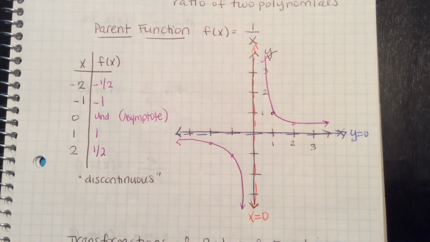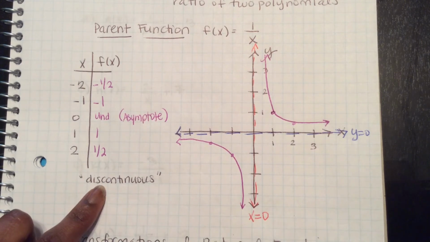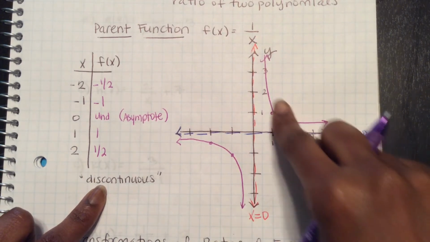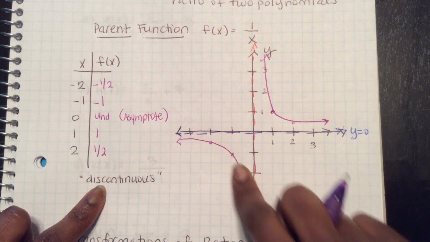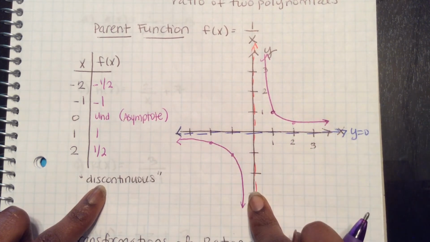So a rational function really creates two exponential functions with two asymptotes. And this function is called discontinuous because it starts here and then it jumps to another part here. It's not a continuous function.